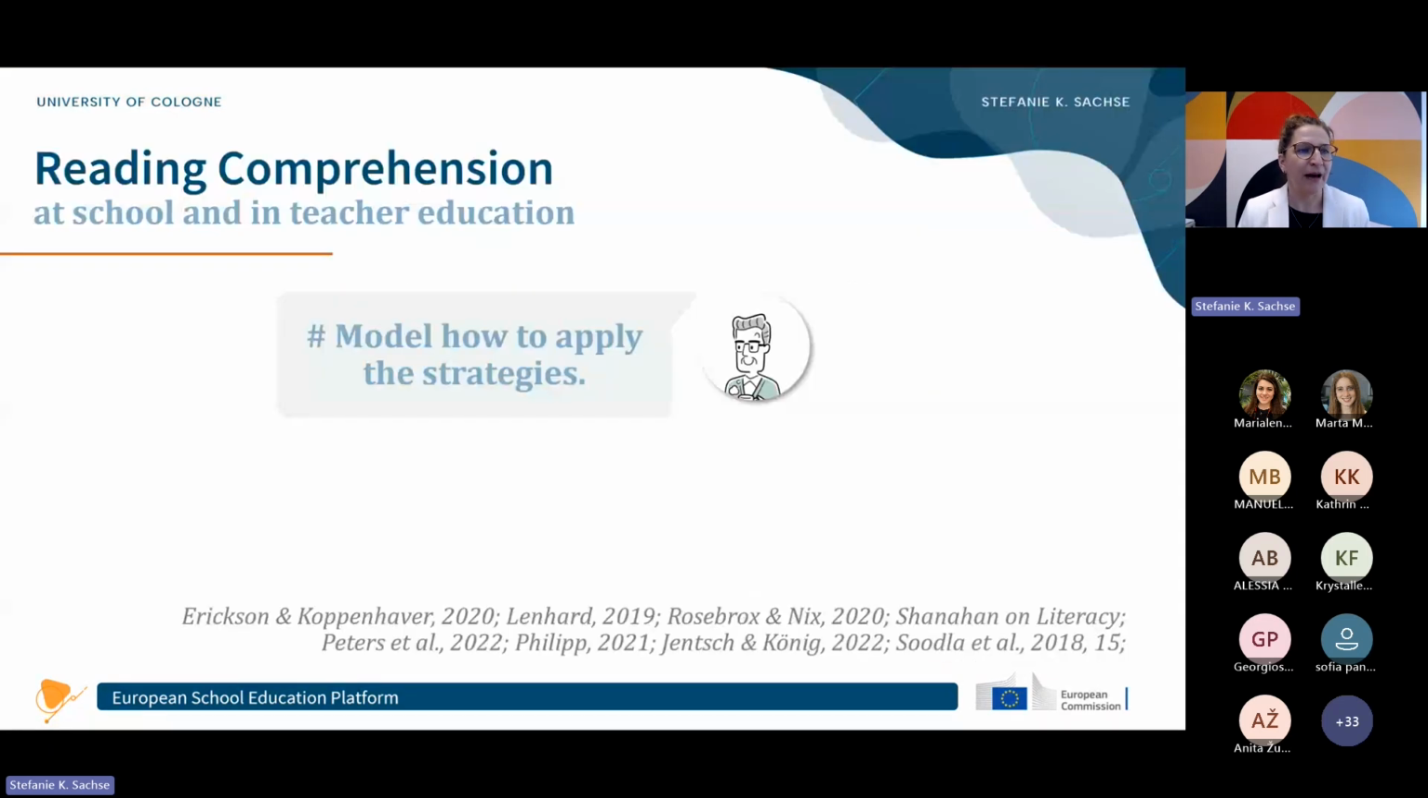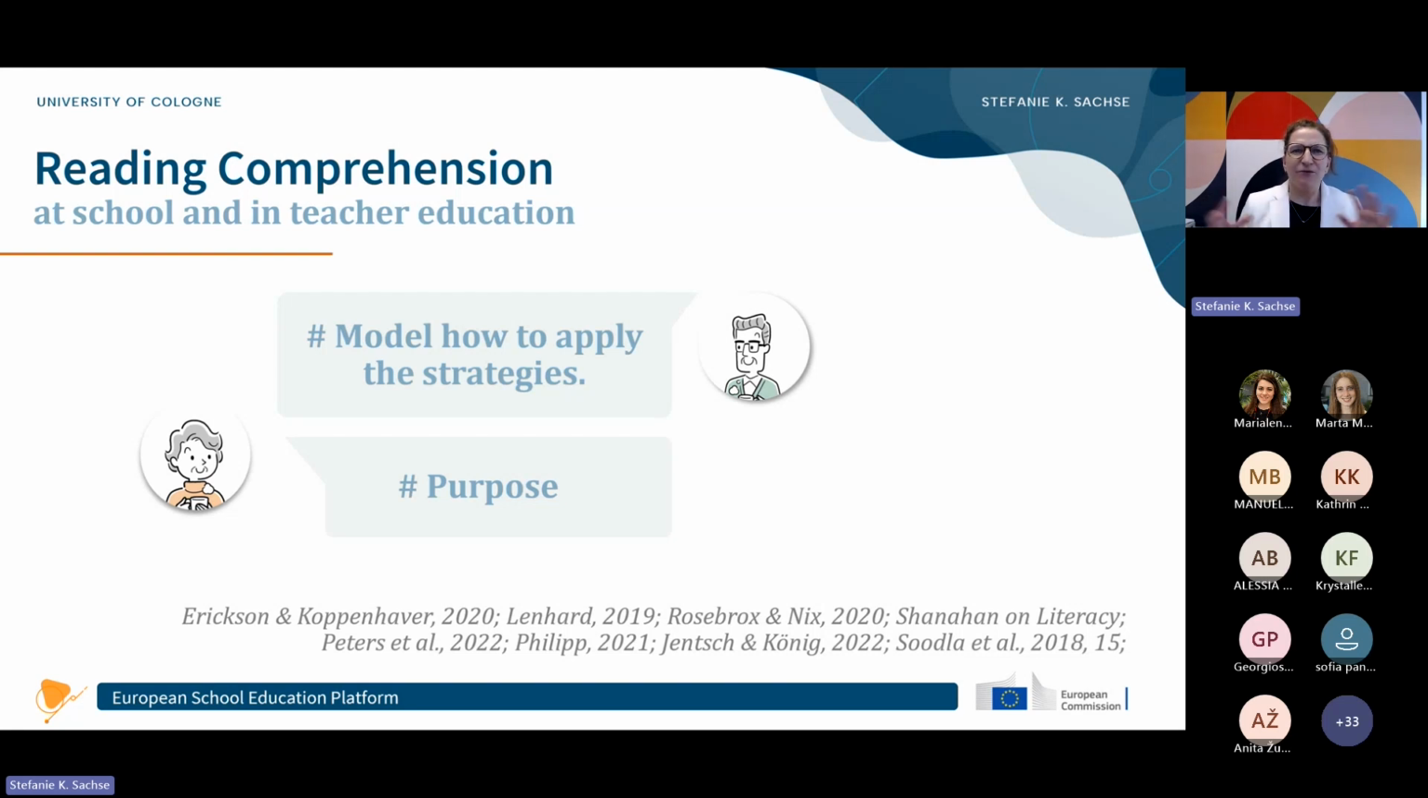We need to model how to apply those strategies. And this we should do with future teachers at the university, because it's not so easy to apply this. And I said it before, many university students, they know really well how to test assessment, how to assess it by asking questions after you've been reading, by questions, where there's a very proper right and wrong. And we support reading comprehension. We need to show how we do that. All right, so reading comprehension, important. We need to model those strategies.